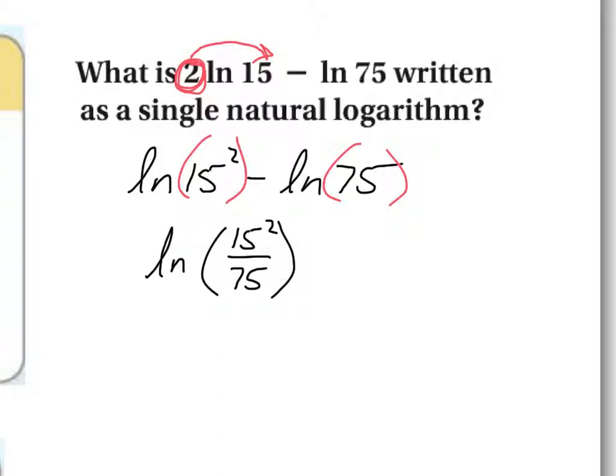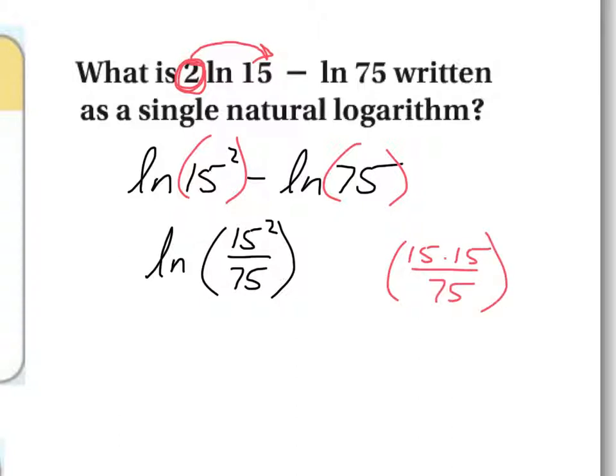So now I have it written as one logarithm, but I need to go through and simplify it. To simplify this, you could say, okay, what's 15 squared? And 15 squared is 225, and then take 225 and simplify it by 75. You could do that. Personally, it's easier for me to see if I write it as 15 times 15 over 75.